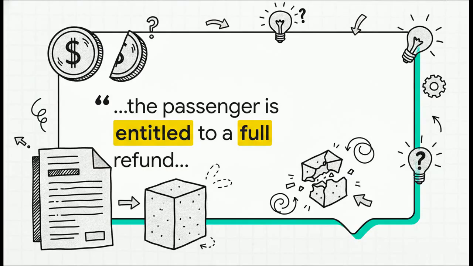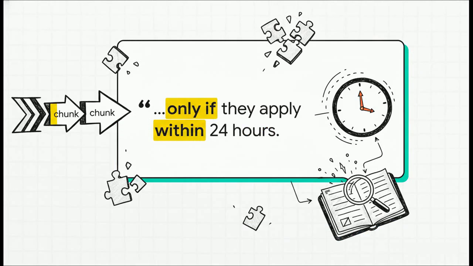So, for example, imagine your system finds this one little piece of text from a policy document: "The passenger is entitled to a full refund." Okay, sounds pretty good, right? Crystal clear. The AI sees this and goes, great, full refunds for everyone. But uh-oh, that's only half the story. Because the very next chunk, which the system might not even see, has the killer condition: "only if they apply within 24 hours." By just splitting that one sentence, you set up your AI to confidently give a completely wrong and potentially very expensive answer. That's the danger of going too small.